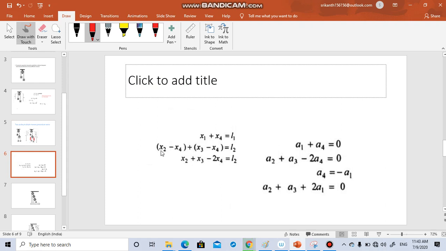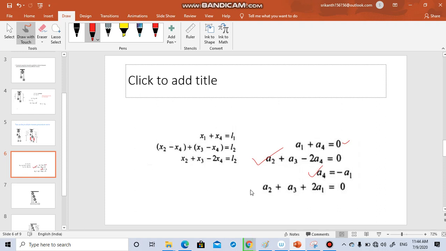Once you simplify that, x2 plus x3 minus 2x4 is equal to L2. Then you have to differentiate both sides. If you differentiate the first equation, you are going to get a1 plus a4 is equal to 0. If you differentiate the third equation twice with respect to time, you are going to get a2 plus a3 minus 2a4 is equal to 0, or a4 is equal to minus a1 from this equation. And from this equation we have to just frame an equation now.